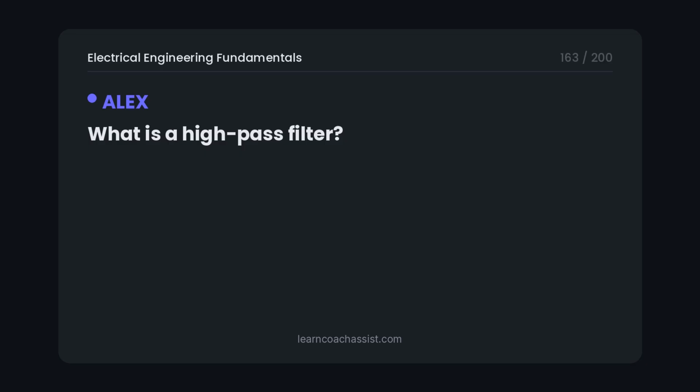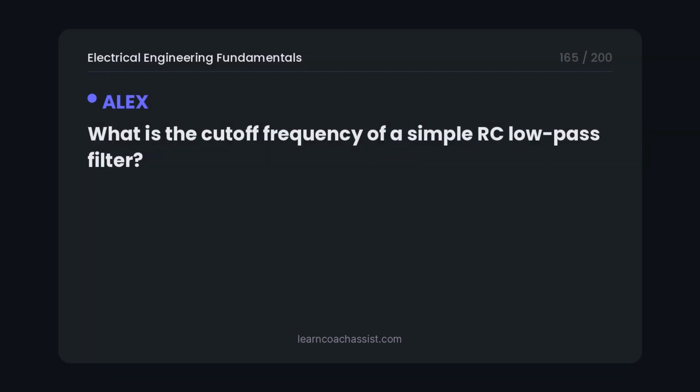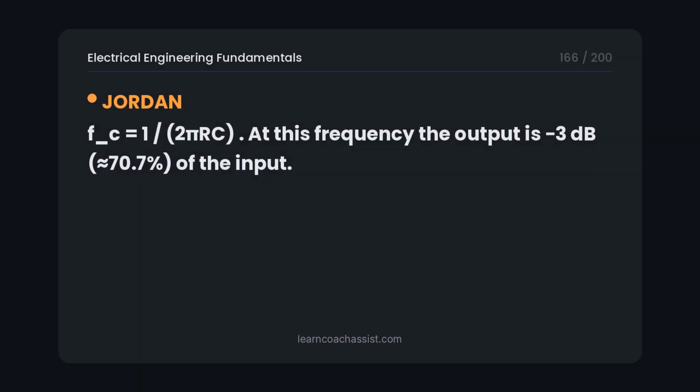What is a high-pass filter? A filter that passes frequencies above a cutoff frequency and attenuates lower frequencies. What is the cutoff frequency of a simple RC low-pass filter? f_c equals 1/(2 pi RC). At this frequency the output is -3 dB, approximately 70.7% of the input.